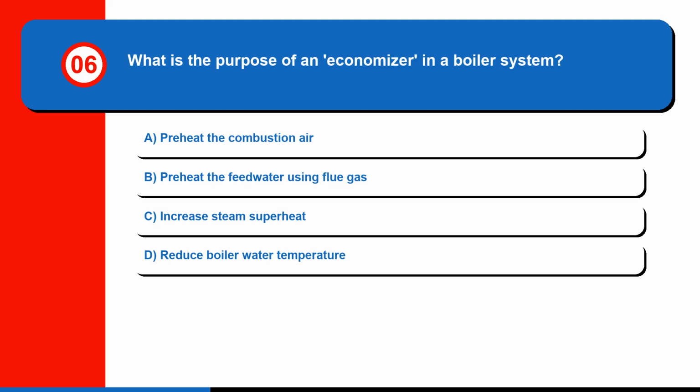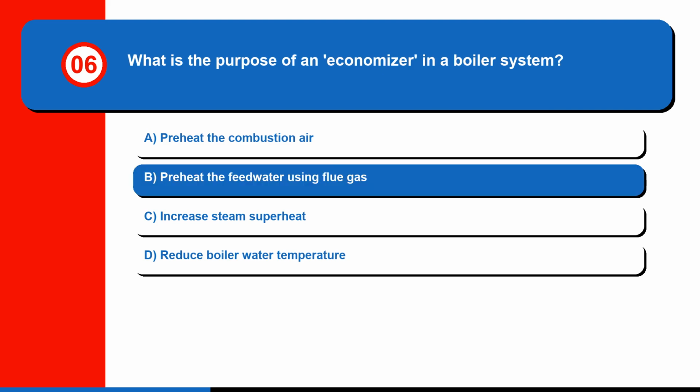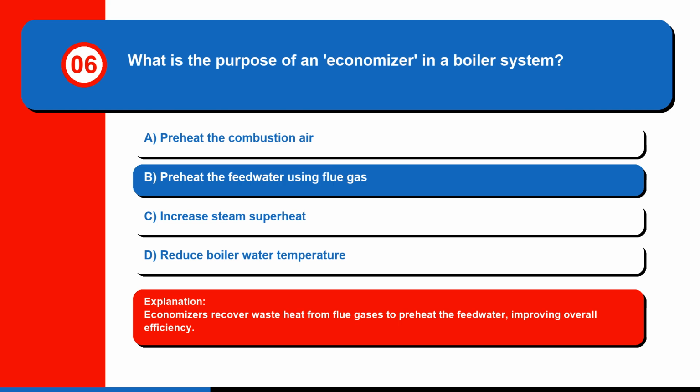Question 6. What is the purpose of an economizer in a boiler system? A. Preheat the combustion air. B. Preheat the feed water using flue gas. C. Increase steam superheat. Or D. Reduce boiler water temperature. The correct answer is B. Preheat the feed water using flue gas. Economizers recover waste heat from flue gases to preheat the feed water, improving overall efficiency.